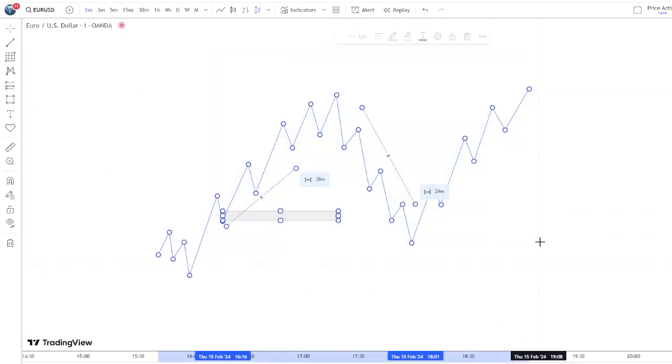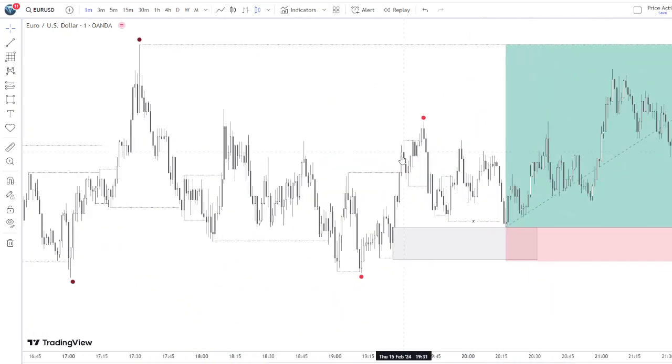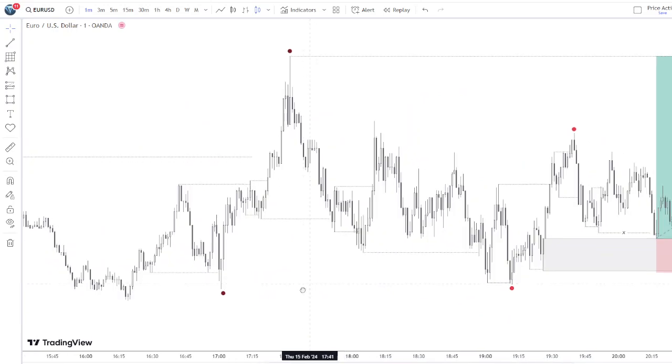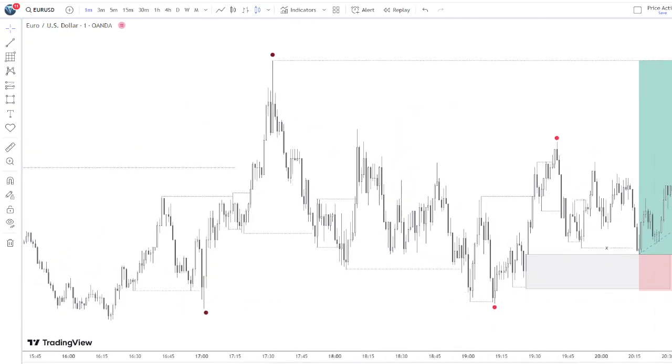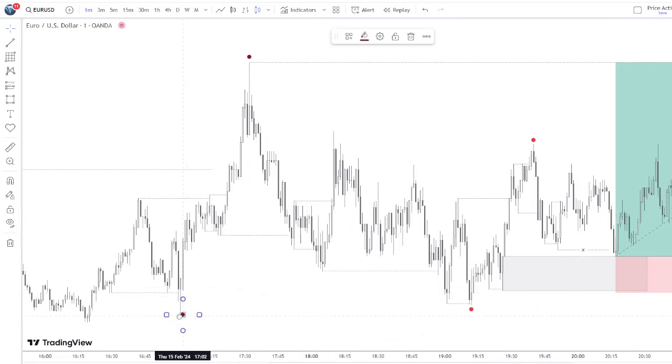That's our range. So I'll show you an example of the trade I took yesterday. This is EURUSD on the 15th of February 2024. So this was my range from here to here. Okay, we have price moving like that, our run on liquidity here, and our break of structure here. That created our low.